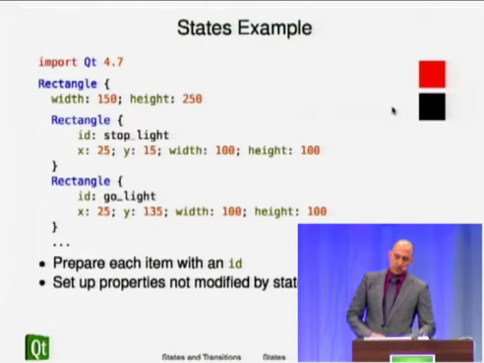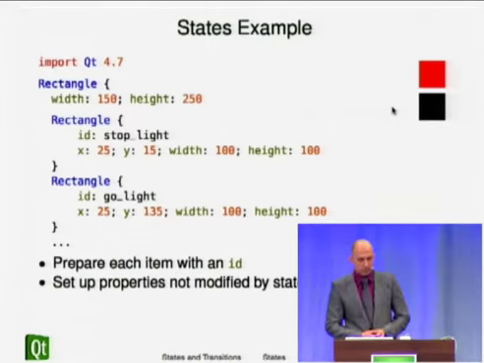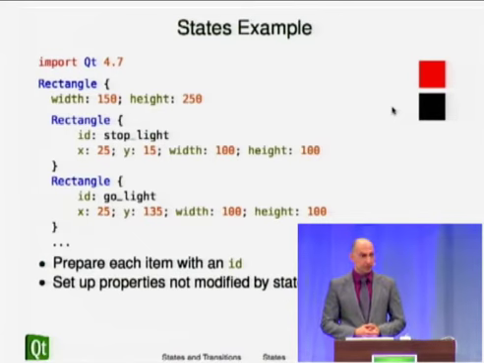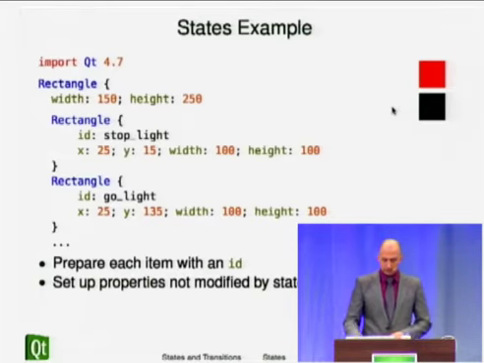Little example. Two rectangles, one red, one black, nested within another rectangle. The first one we call stop light, and the other one we call go light. This is obviously a pretty simplified traffic light type thing. Initially, we give them positions and some dimensions.